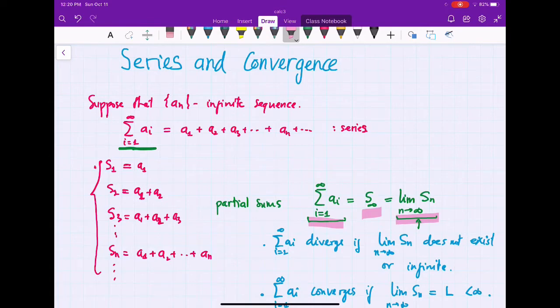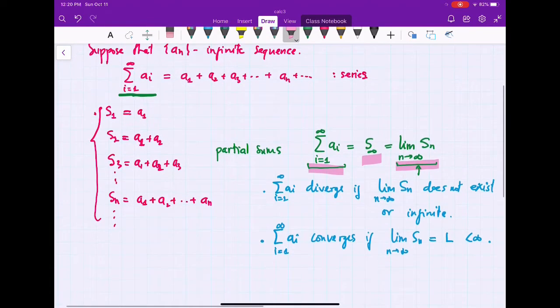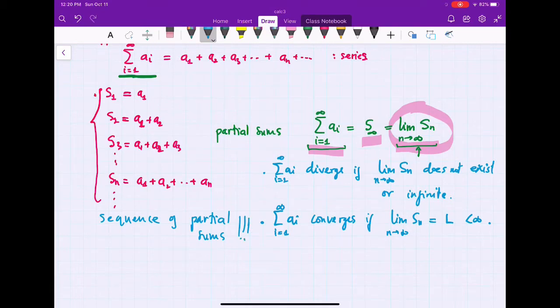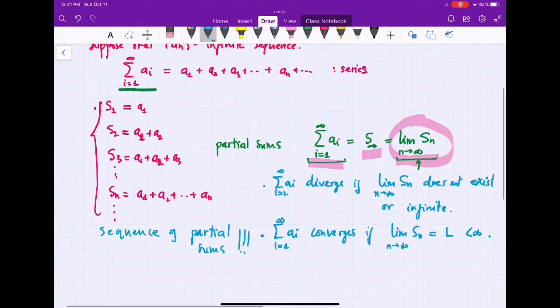And the convergence of a series is understood as the existence of the limit of these partial sums, right? We have a sequence of partial sums. Don't forget that. Look at this. So we have a sequence of partial sums. I write here: sequence of partial sums. Okay. So the series converges if the sequence of partial sums has a finite limit. Otherwise, the series diverges. Okay, so we determine the convergence of a series using limits.